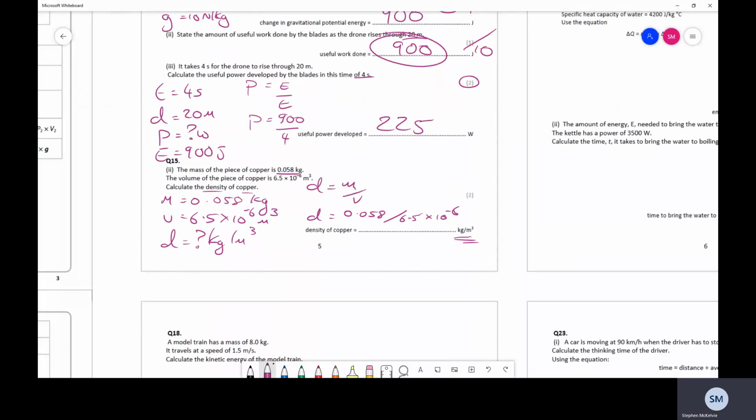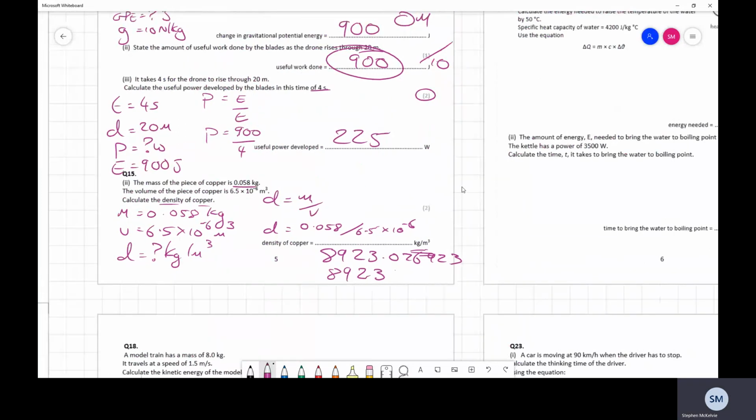0.058, fraction button, 6.5 times 10 to the power of x, that button in the top left, and then minus 6, giving me an answer of 8923.076923. Well, actually, lots of decimal places there. I'll leave it as it is. I'll write both down, and I'll definitely get the marks because it didn't say we use any significant figures.